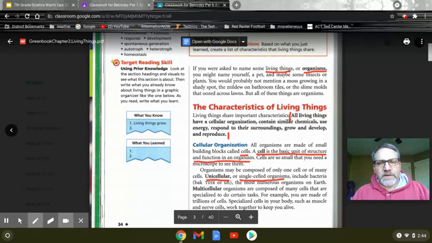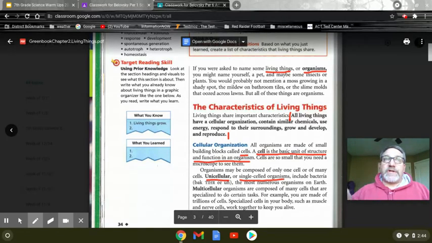Hit pause. A unicellular organism is an organism that is only one cell big. Bacteria, protists. There's some fungi that is like that as well. If it's an organism and it's only one cell big, it's called unicellular.